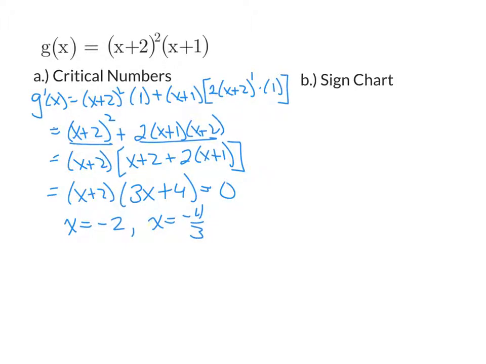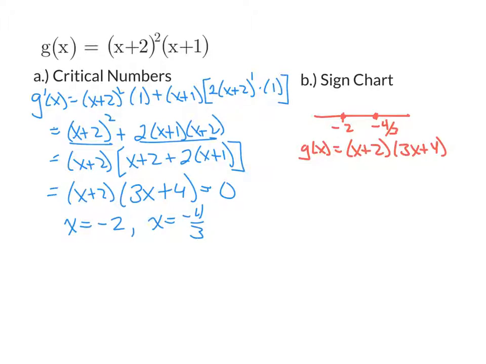Our next step is to make a sign chart for the derivative in order to help us find the maximums and minimums. So my derivative, I'm going to go back to using g prime of x, is (x plus 2) times (3x plus 4). We can see that our two critical numbers, which we already found, are at negative 2 and negative 4/3. Both of them are when the derivative is equal to 0. And now we start testing intervals.